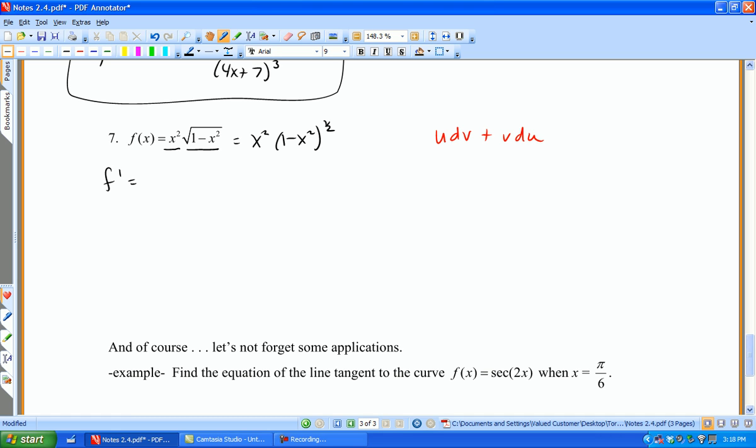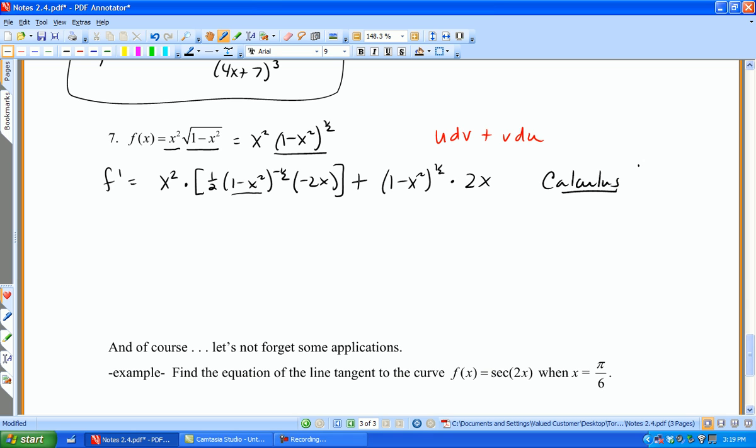F prime equals, first thing, times the derivative of the second. For the derivative of the second, I have to be applying the chain rule because this is a composition of functions. So take a look at that. I did 1/2, 1 minus x squared to the negative 1/2, but then the derivative of the inside, which is negative 2x. Okay, plus the second thing, 1 minus x squared to the 1/2, times the derivative of the first, which is just 2x. All right, that's your calculus step.